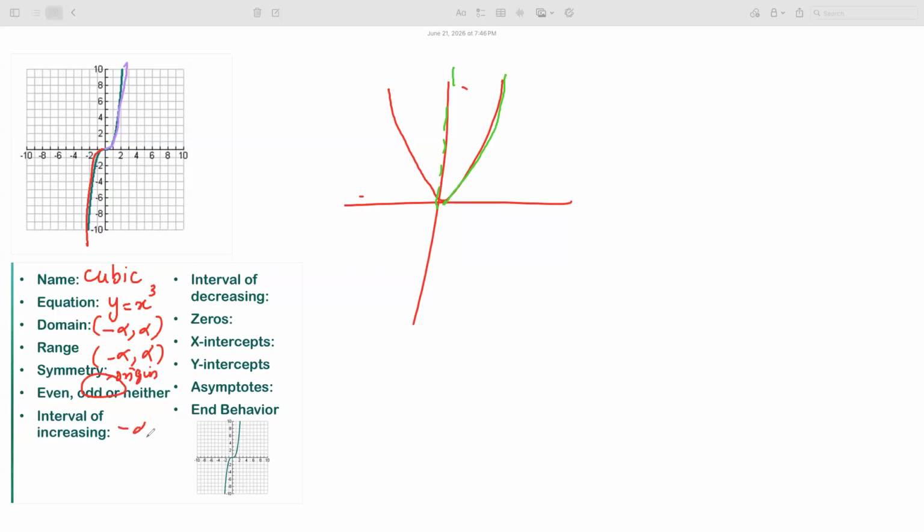Interval of increasing is minus infinity to infinity. Decreasing is none. Asymptotes none. End behavior: as x tends to minus infinity, y tends to minus infinity. As x tends to infinity, y tends to infinity.